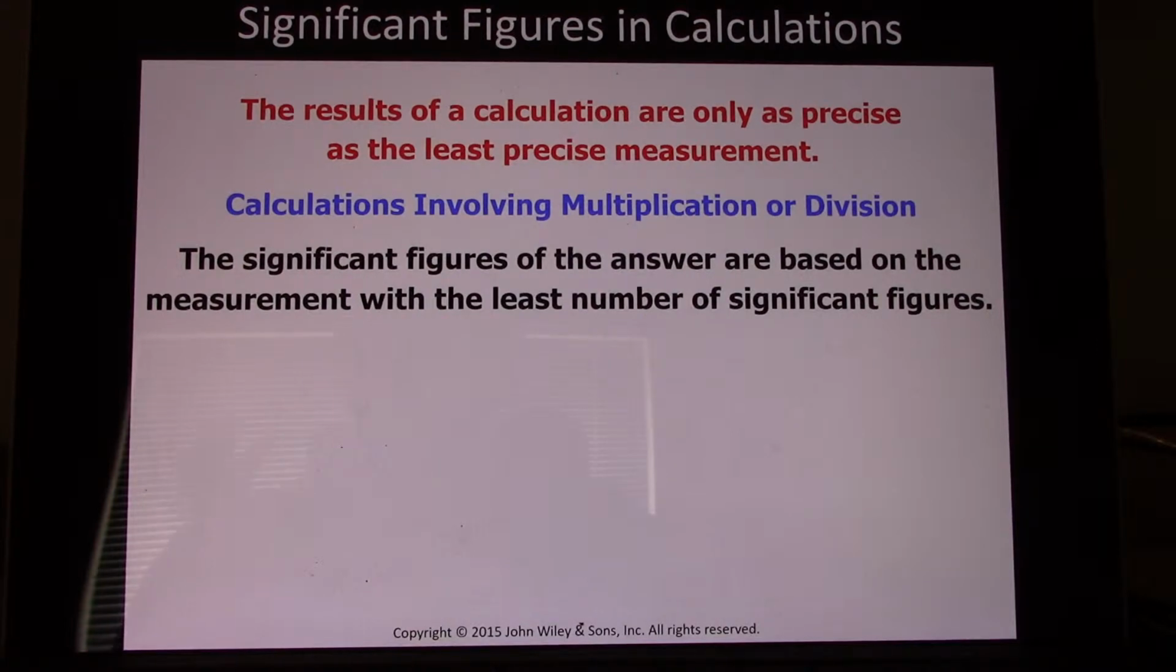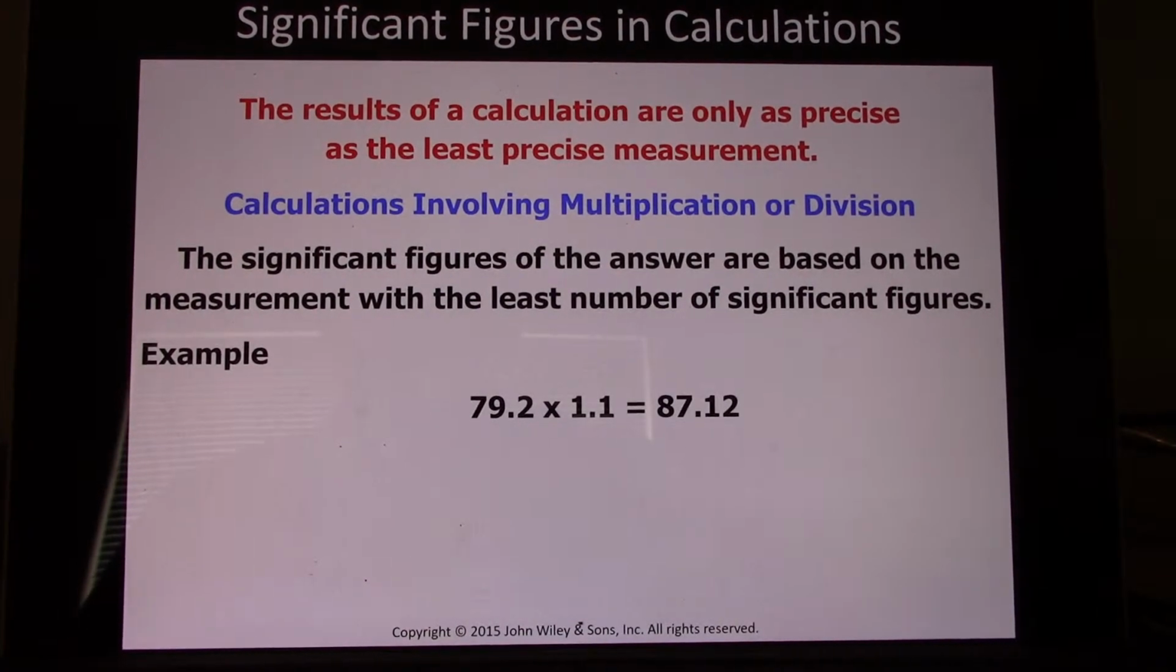And so when you plug something into a calculator, it gives you a ton of numbers. And the question is, how many of those actually matter? And that's where these two rules come in. We have one rule for multiplication and division, and one rule for addition and subtraction. When you do a multiplication or division problem, your answer will have as many significant figures as the number in the problem with the fewest sig figs.